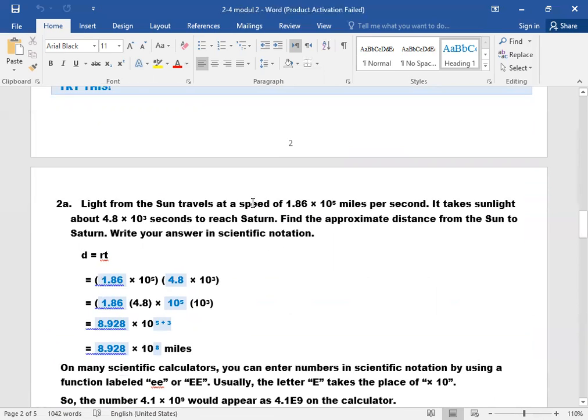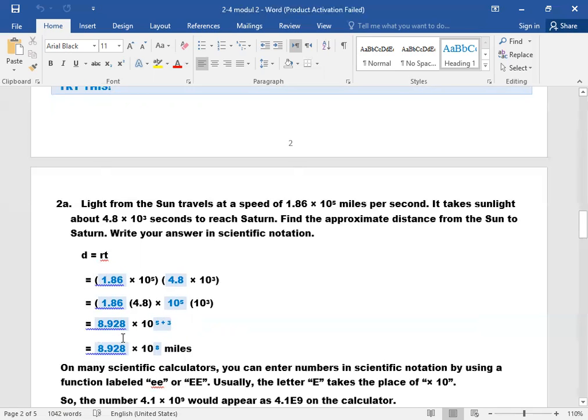Then for the first one, it will be 1.86 times 10 to the power of 5, times 4.8 times 10 to the power of 3. In this question, we have multiplication. So we are going to combine the multipliers together, which is 1.86 times 4.8, multiplied by 10 to the power of 5 times 10 to the power of 3. It seems like you are going to rearrange the expression. Then by the end we have 8.928 times 10 to the power of 8 miles.